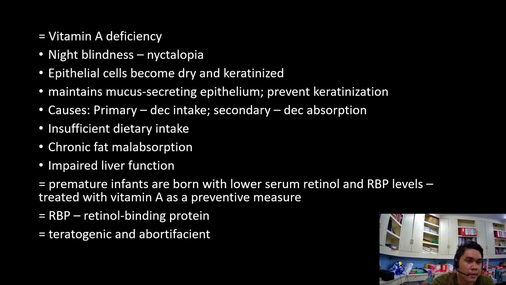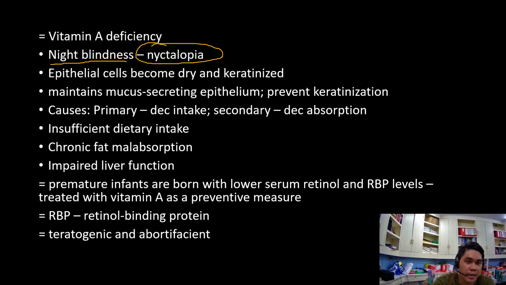Regarding vitamin A deficiency, the associated disease is nyctalopia, or night blindness. Retinol combines with opsin to produce rhodopsin, the primary photoreceptor important in dim light vision. In vitamin A deficiency, you have decreased retinol, decreased complex formation with opsin, and so decreased production of rhodopsin. So we have nyctalopia, night blindness.